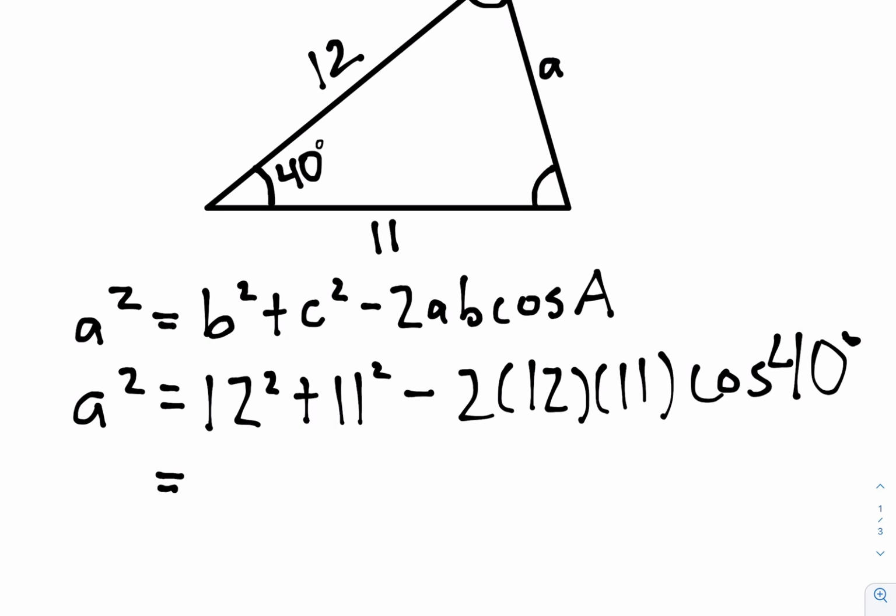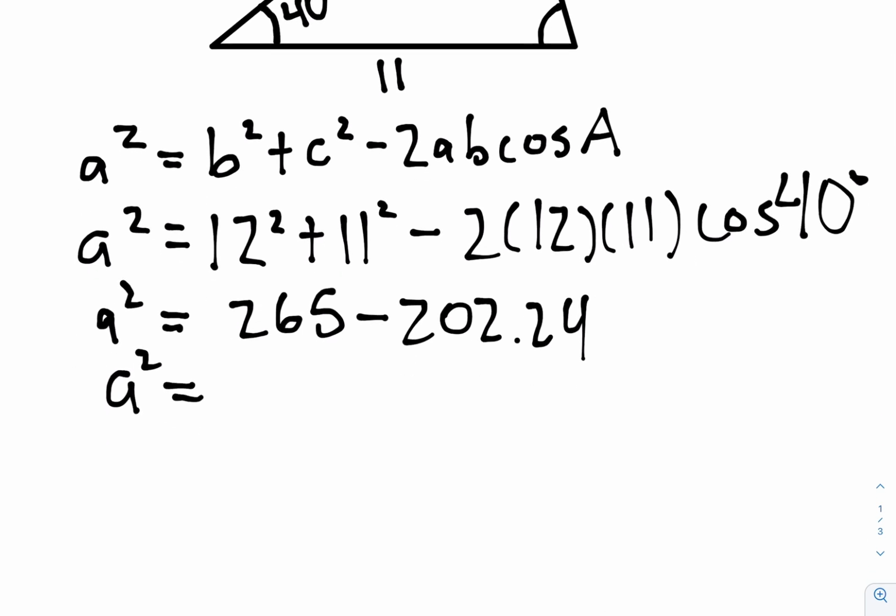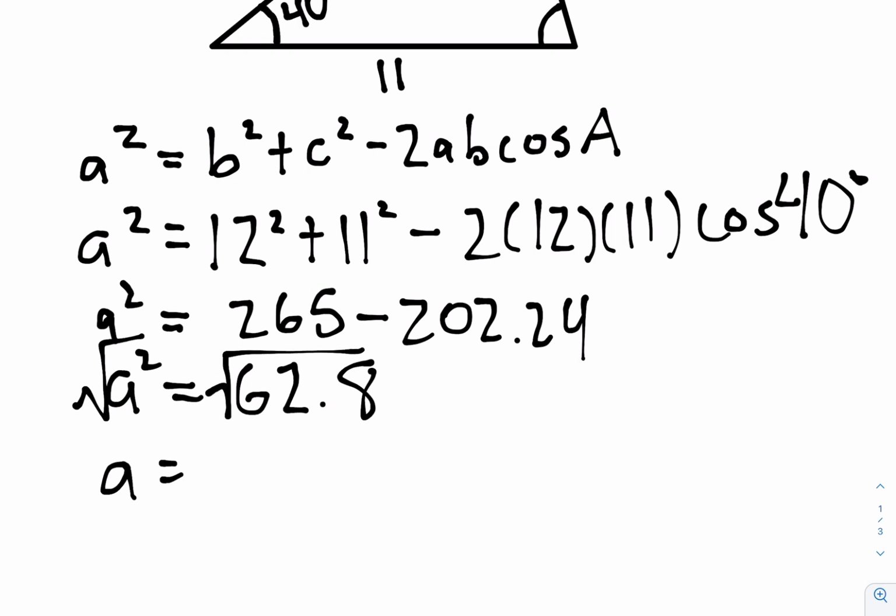Right? So now we just use our calculator. 12 squared, let's see here. 12 squared is 144 plus 11 squared. That's going to be 265. Okay, so 265 minus, okay, minus 2 times 12 times 11 times the cosine of 40. So that's going to be 202.24. Okay, and once we subtract those, and remember this is a squared still on the left. So if we go 265 minus that, it's going to be 62.8. And if we want just a, right now it's a squared, a is going to be the square root of 62.8, which is 7.92. So I'll just go 7.9.